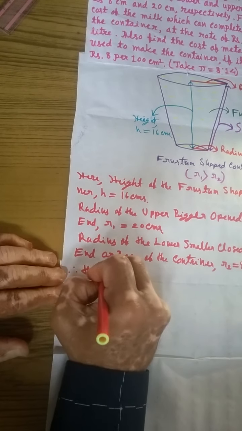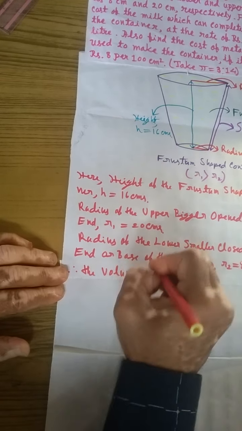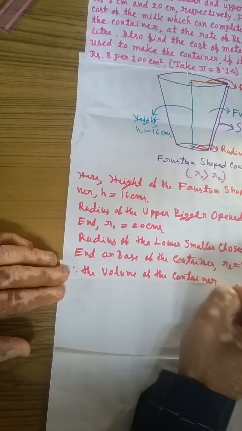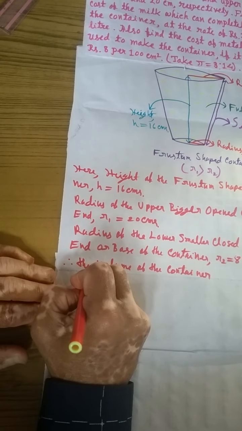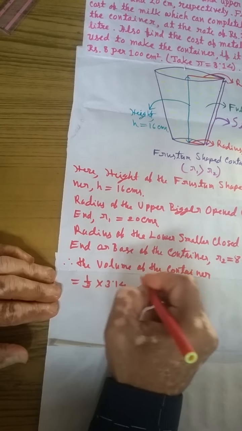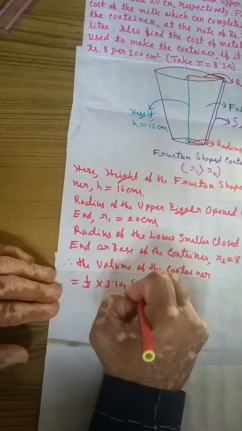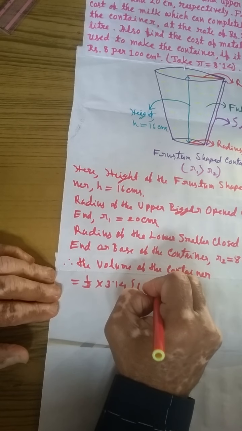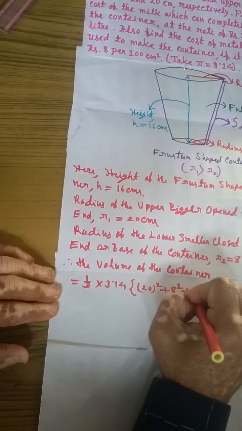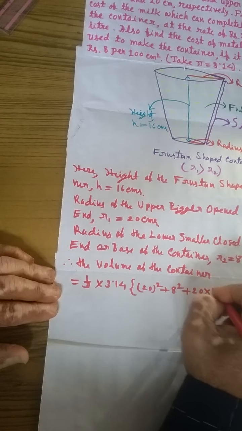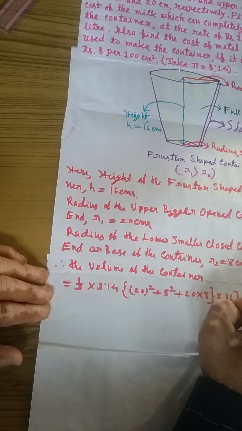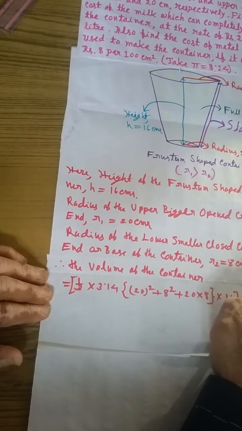Therefore, the volume of the container is equal to 1 by 3 into pi, that means 3.14, into R1 square, that means 20 square, plus R2 square, that means 8 square, plus R1, that means 20, into R2, that means 8, into height, that means 16. The unit will be cubic centimeters.